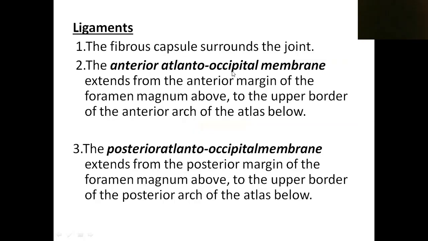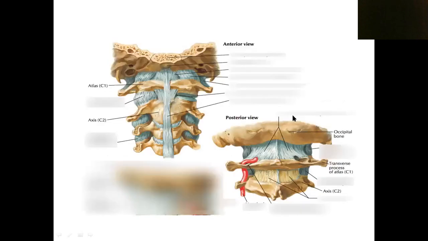Then the anterior atlanto-occipital membrane. It's a membrane extending from the atlas to the occipital bone, that's why it's known as the atlanto-occipital membrane. Which part of the joint? The anterior part of the joint. Now we'll see the details. It extends from the anterior margin of the foramen magnum to the upper border of the anterior arch of the atlas.